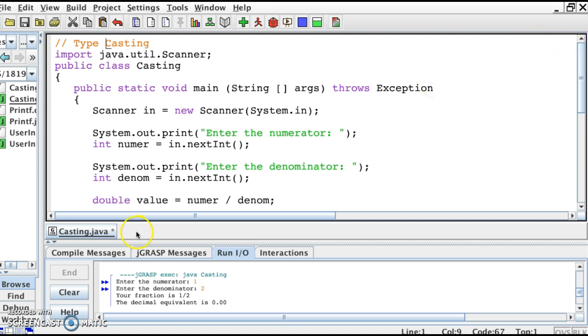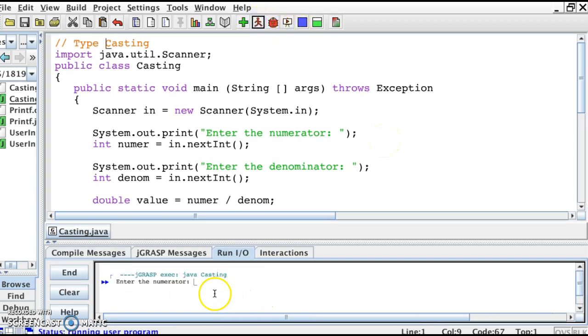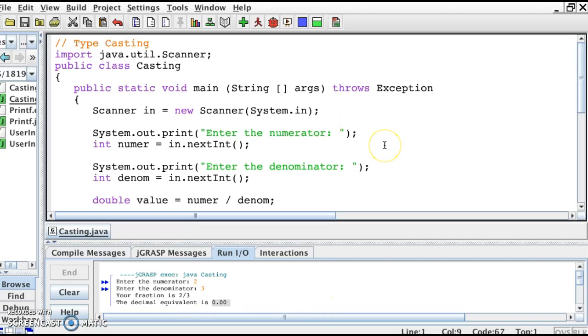This is a program that I can run and show you. It's designed to prompt the user for a numerator of a fraction, like a 2, and then the denominator, so 3, and then it gives the fraction, and then it gives the decimal equivalent. You can see right now, for some reason, this decimal equivalent is not coming out how we would like.